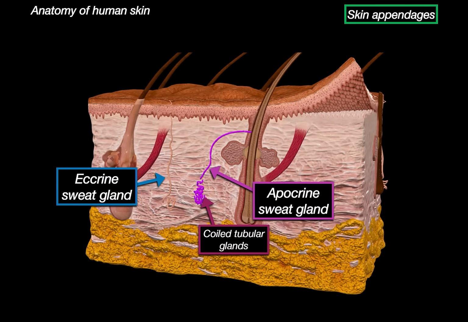These glands are also coiled tubular glands, but they are larger, sit deeper, and instead of opening directly onto the skin, they usually empty into the upper part of the hair follicles. They are present at birth, but do not become fully active until puberty when they are influenced by androgens. The secretion they produce is more viscous than eccrine sweat and contains proteins and lipids.